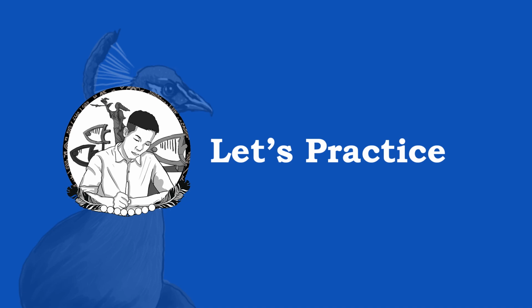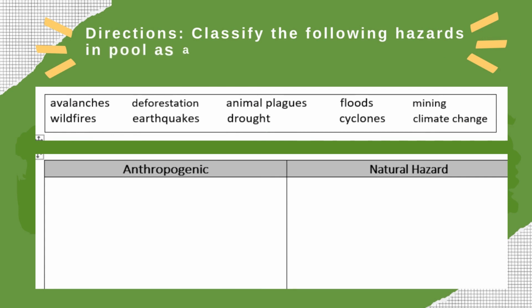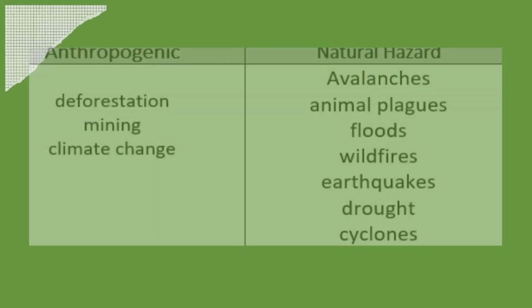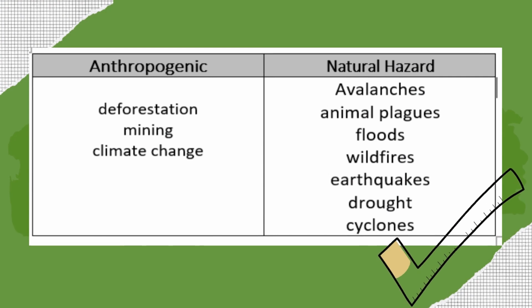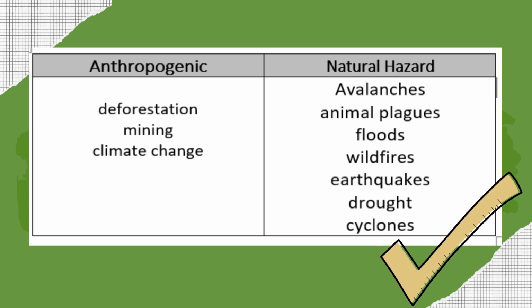For the practice activity, write your answer in your notebook. Directions. Classify the following hazards in the pool as anthropogenic and natural hazards. So what is your answer? Under anthropogenic, we have deforestation, mining, and climate change. Then under natural hazards, we have avalanche, animal plagues, floods, wildfires, earthquakes, droughts, and cyclones.